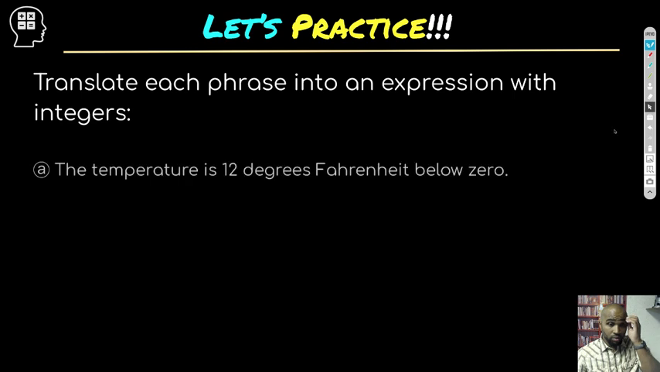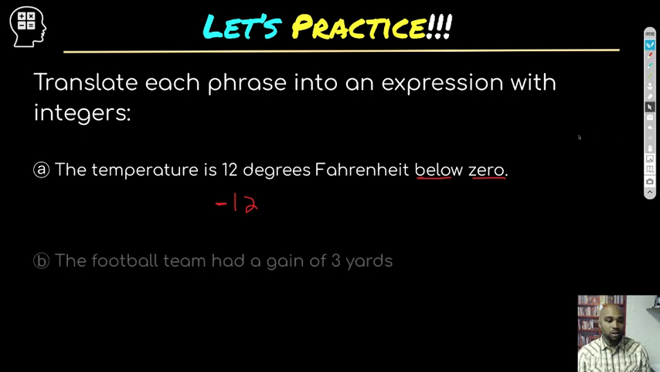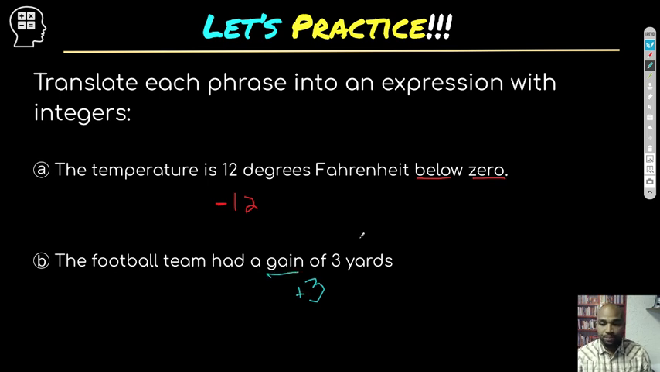All right, let's continue making these expressions. This is a little bit more real world. The temperature is 12 degrees Fahrenheit below 0. And there's that key word, right? Below 0. So it's 12 degrees below 0, so it's going to make that negative. And the football team had a gain of 3 yards. So if you're gaining 3 yards, it's simply going to be 3. You can even say plus 3 for that gain.